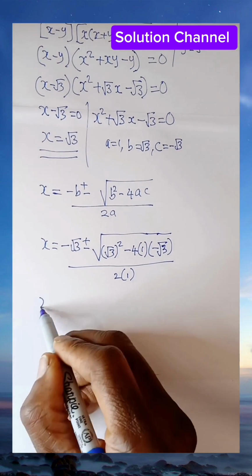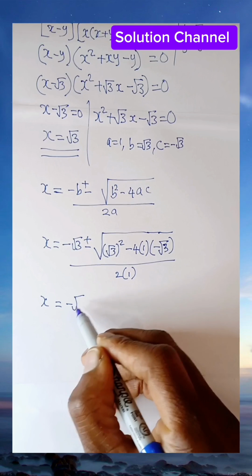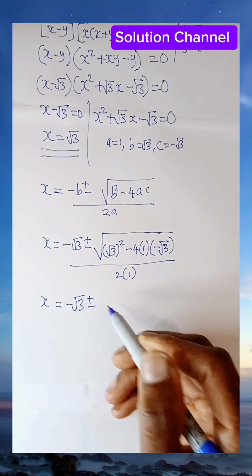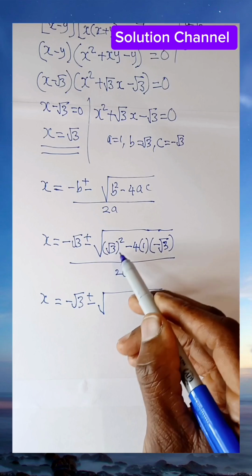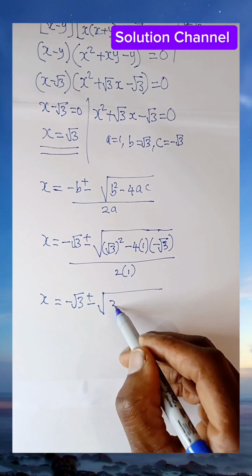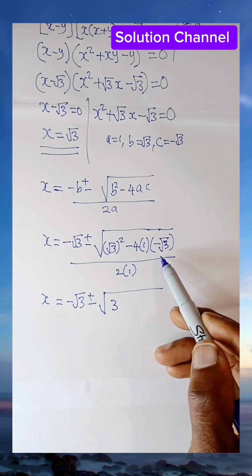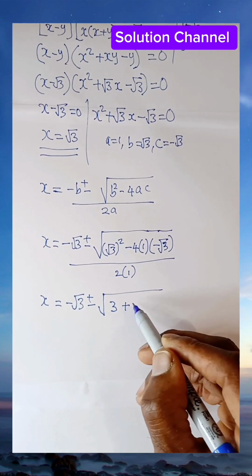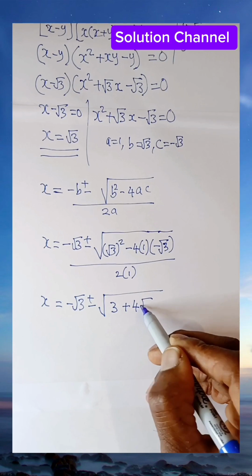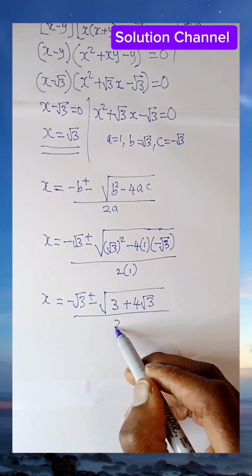We have x is equal to minus the square root of 3 plus minus the square root of the square root of 3 squared, which will give us 3. Minus 4 times 1 will give us minus 4. Minus 4 times minus the square root of 3. This will give us plus 4 times the square root of 3. Divided by 2 times 1 will give us 2.